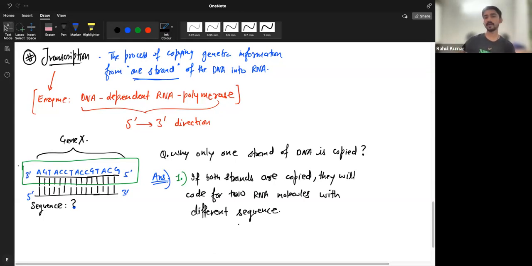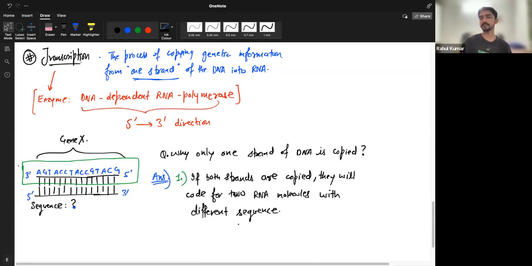Okay, why does it happen? Because the two strands of DNA are complementary. They are not identical. So complementarity does not mean that they are identical. Remember this, they are complementary to each other. They do not carry the same sequence. They carry opposite sequence. So therefore, the transcription machinery has evolved in a manner that molecularly it can only read one sequence and not the other one.